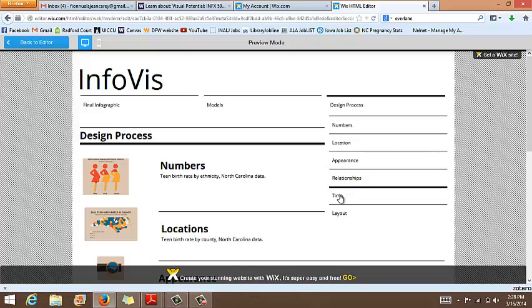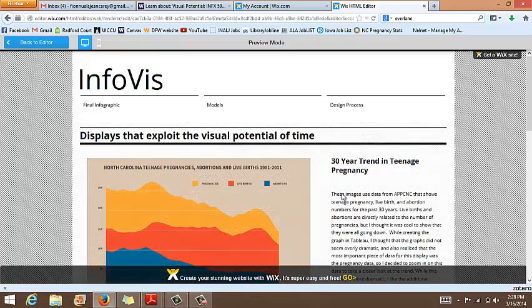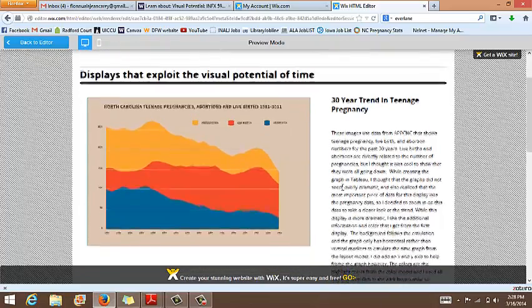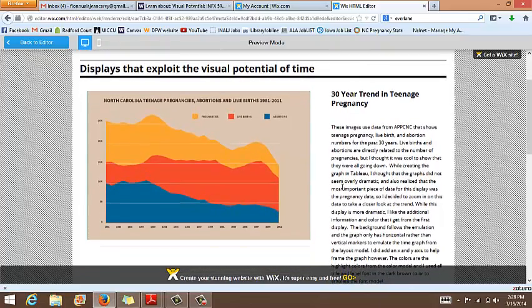All right, and last but not least, time. So time, I feel like this one's a little bit more straightforward. I have a 30-year time span, and I wanted to show the change in pregnancies, and then within pregnancies, both live births and abortions, and show that they are declining, but still obviously a problem.